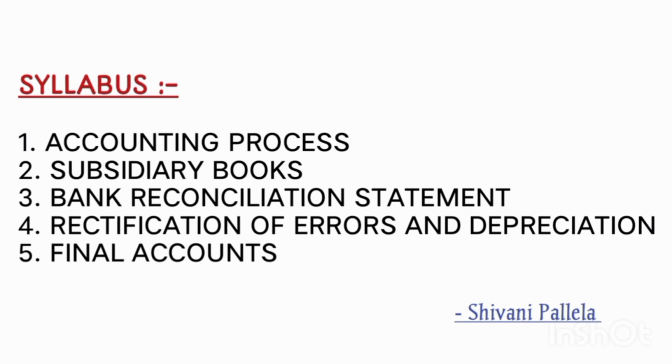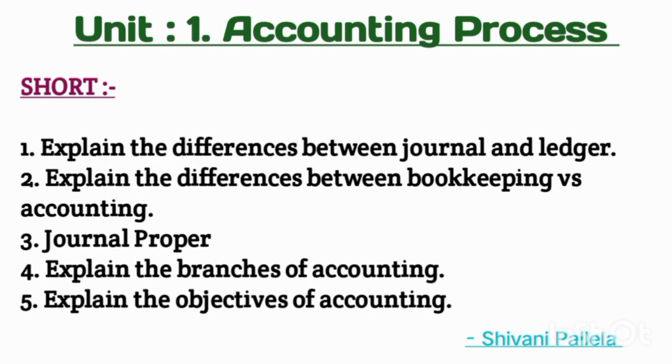So coming back to the syllabus content, you have 5 units, as I already said. Accounting process is the first unit, subsidiary books is the second unit, bank reconciliation statement is the third unit, and the fourth and fifth are final accounts and rectification of errors. If you are an MEC or CEC student in intermediate, then it will be easy for Financial Accounting 1.